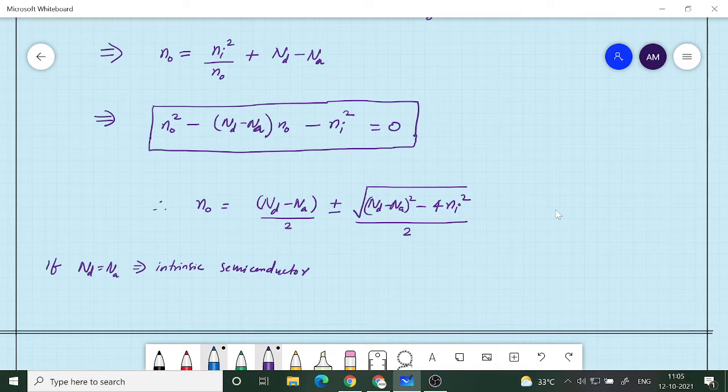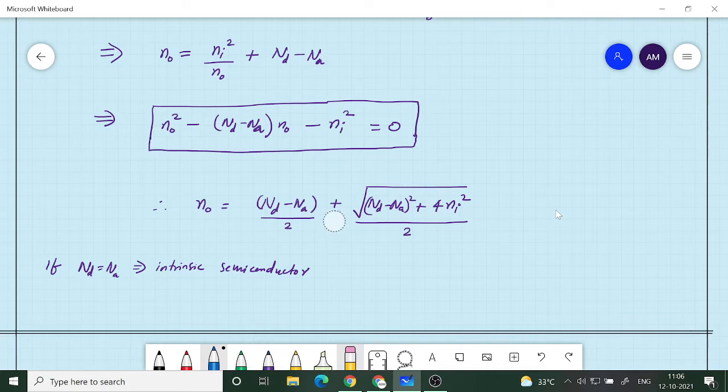Nd is equal to Na, the first term goes to 0, and inside the root this goes to 0, and so it will be plus. Okay, because minus 4ac is going to be negative, so minus 4ac is going to be positive. So I will get 2 ni square in the root, I take the square root of 2 ni and divide with the 2, and it will become ni. But this is only possible if I take the plus root.